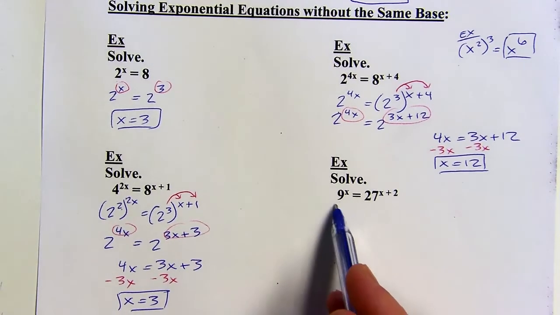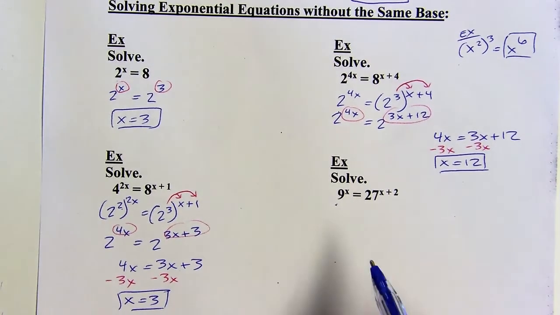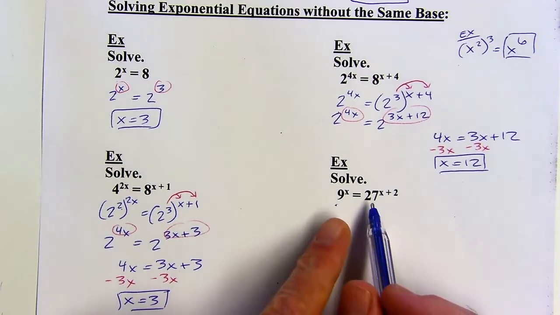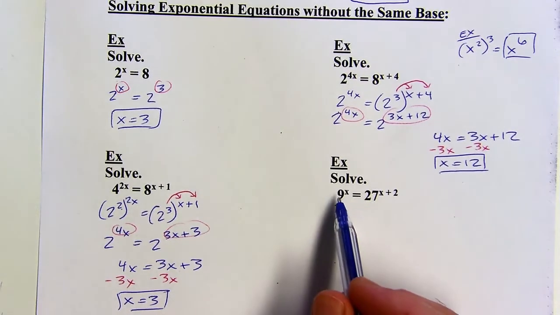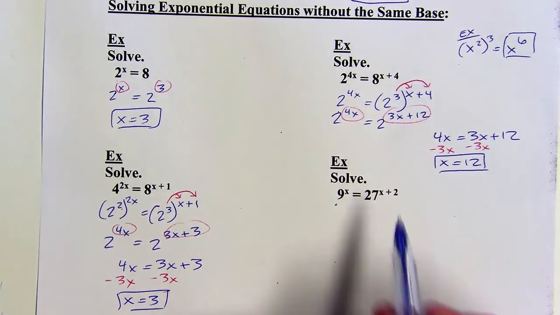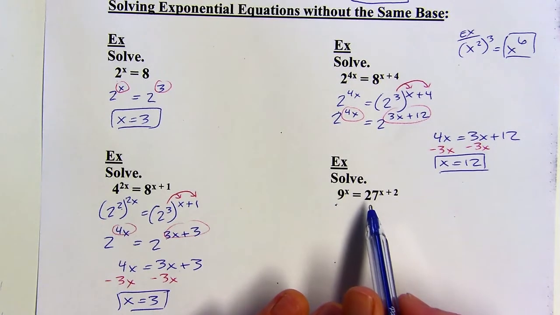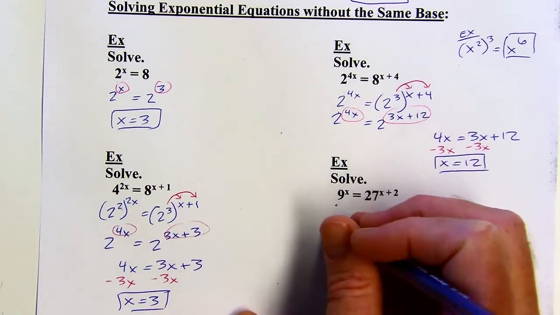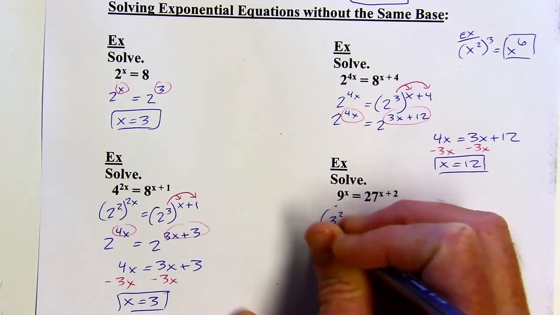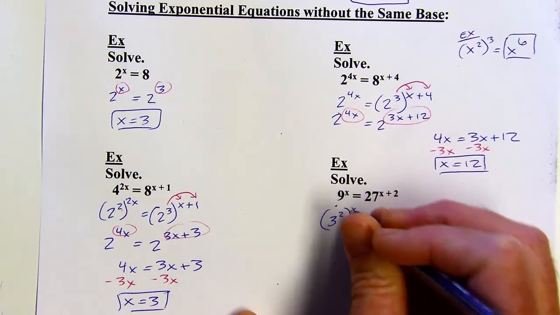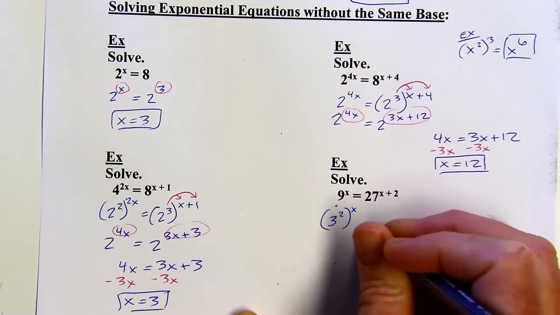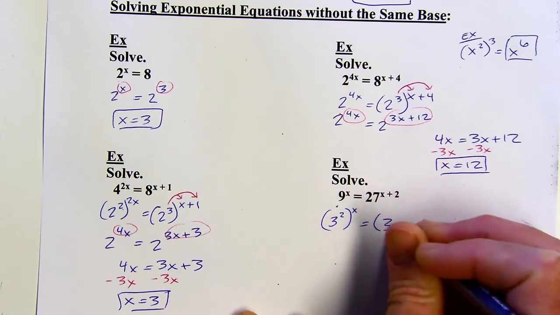So 9 to the first is 9. 9 to the second is going to be 81. So I can't get a 27. So then I'm going to look for a smaller base. So I'm thinking, what would be something that I can raise to a power to get 9? Well, 3, right? 3 squared is 9. And then 3 to the third, 3 times 3 times 3, is 27. So I can write both sides with a base of 3. Okay, I'm replacing 9 with 3 squared. I'm replacing 27 with 3 to the third.